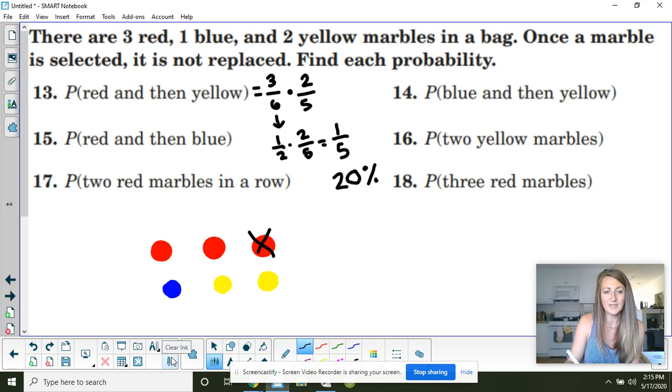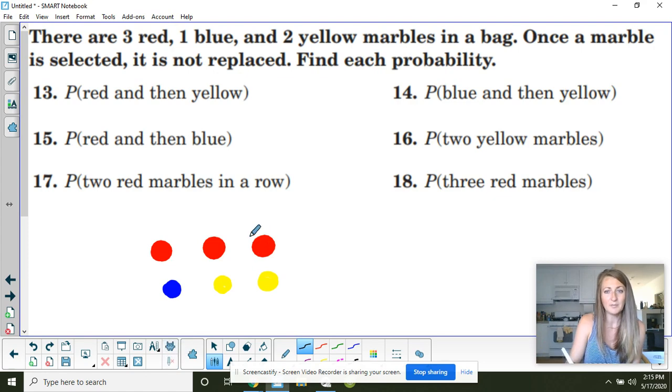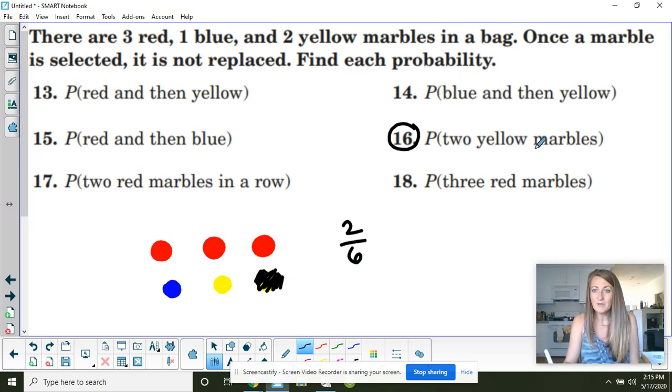Let's do another example. So I'm going to put that red marble back into the bag, and let's do number 16. Probability of 2 yellow marbles, and I'm going to do it down here so I have more space. So the first time that I'm drawing, I have 2 out of 6 yellow marbles. But then I picked one out and I threw it away. Now we have to do the probability for my second marble being yellow. I only have 1 yellow marble out of 5 possible marbles left.